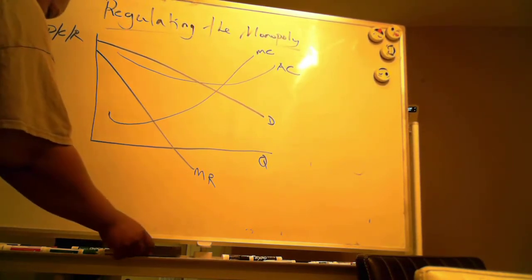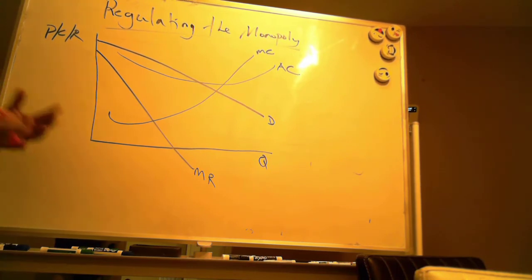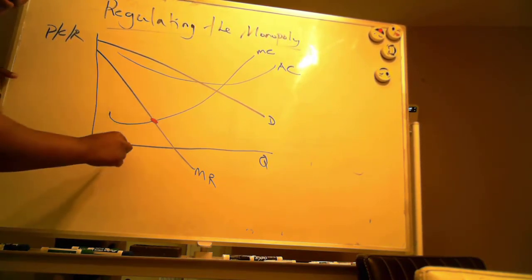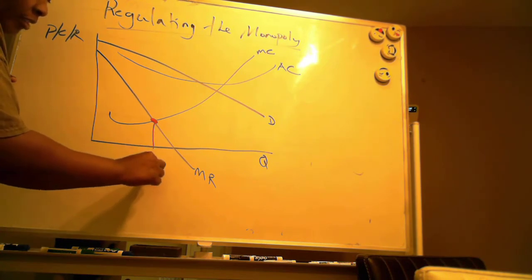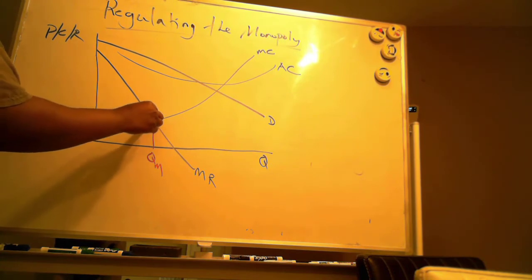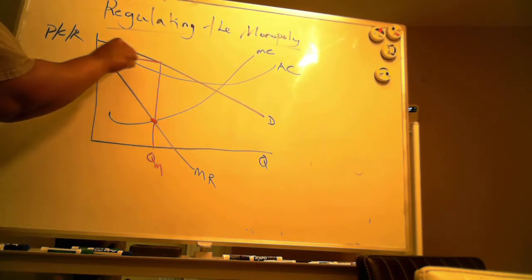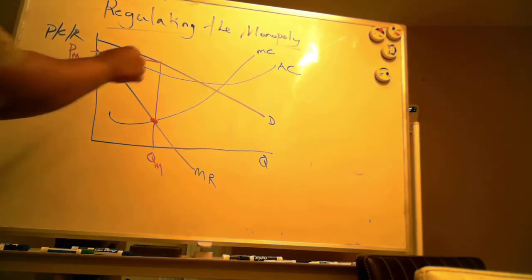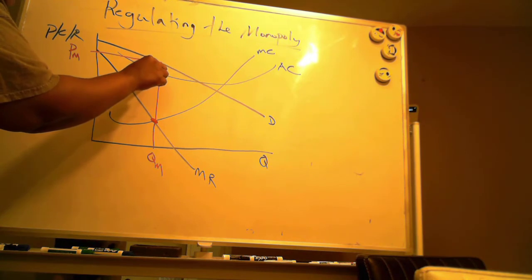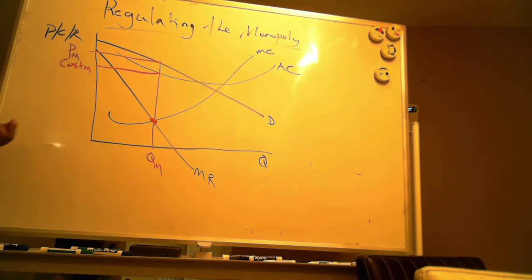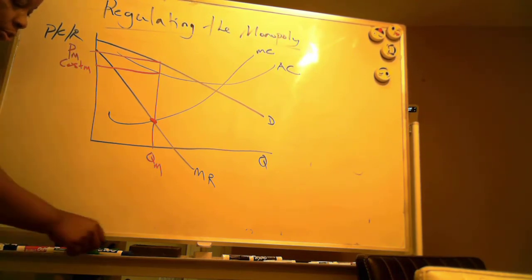Let's do our thing. Let's analyze this. Let's start by figuring out where monopolies will maximize profits. That's going to happen where MC is equal to MR. This is the profit maximizing quantity. What price will they charge? Well, we take it up to the demand curve. This is the price they will charge. Let's call it PM. How much will it cost? Well, this quantity is costing cost M. Nothing strange.